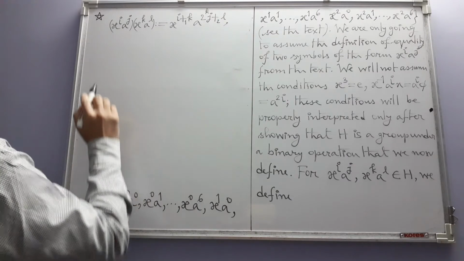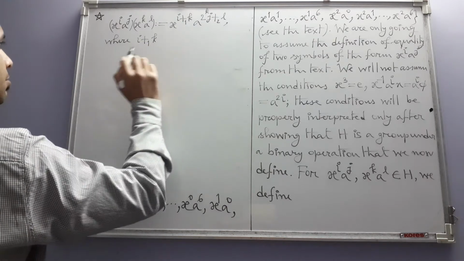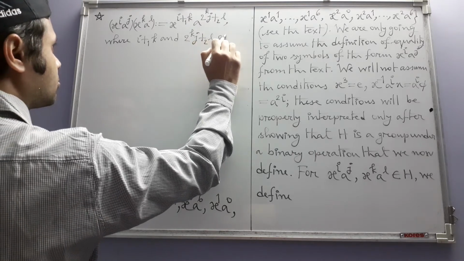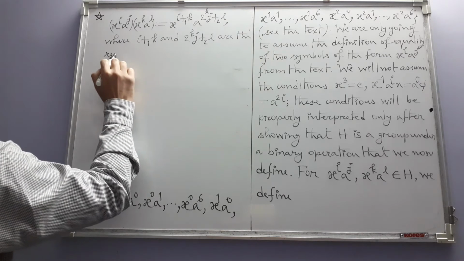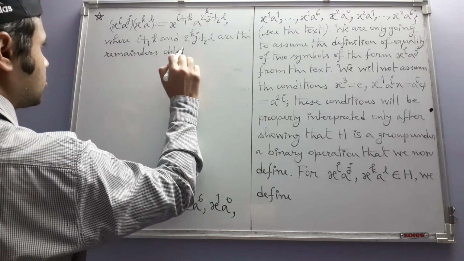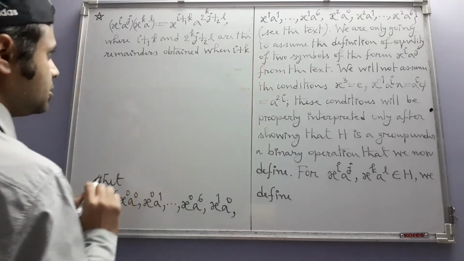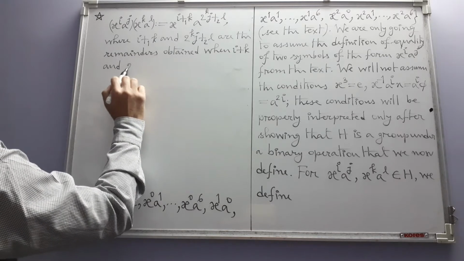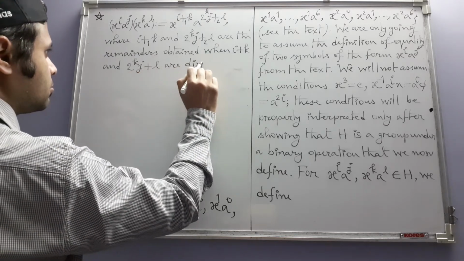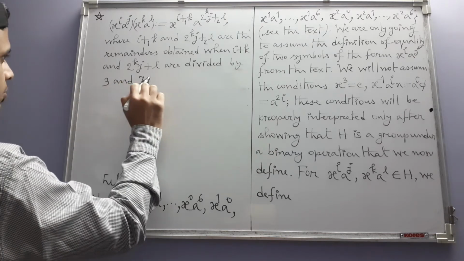Now we should say what these things are. Where i plus k and the other are the remainders obtained when this ordinary sum i plus k and this ordinary number 2 to the power k times j plus l are divided by 3 and 7 respectively.